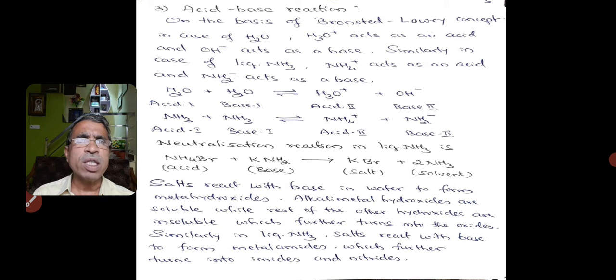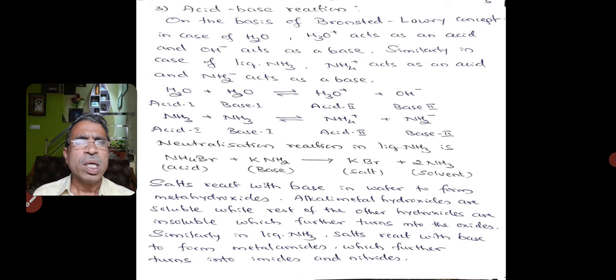Salts react with base in water to form metal hydroxides. Alkali metal hydroxides are soluble, while the rest of the other hydroxides are insoluble, which further turn into the oxides. This also you have studied in case of water.